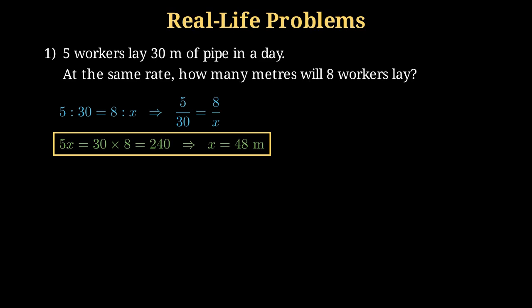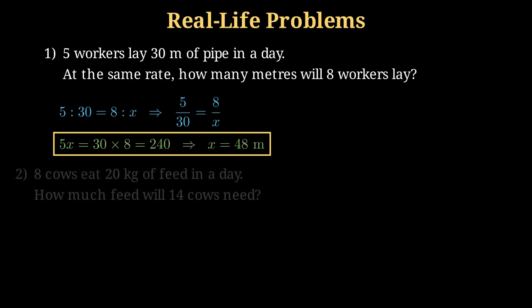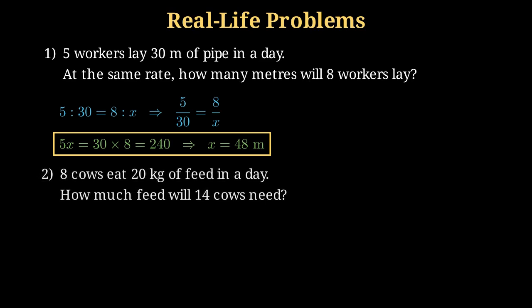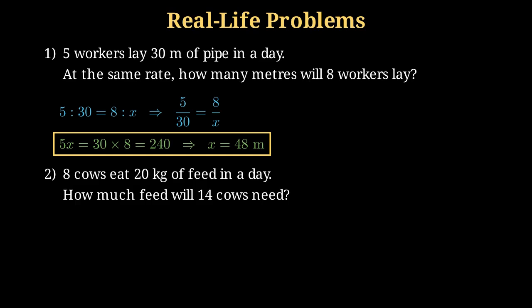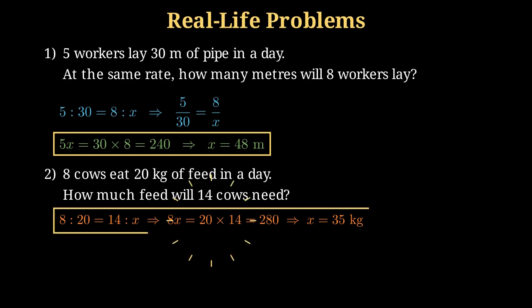It works. Problem 2, a dairy farm in Eldoret. 8 cows eat 20 kilograms of feed in a day. How much feed will 14 cows need? Again, more cows, more feed, same ratio. 8 is to 20 as 14 is to x. Cross multiply. 8x equals 20 times 14, 280. Divide by 8, 35 kilograms. Each cow eats 2.5 kilos, and 14 cows eat 35. Proportion confirmed. Let's close the loop on everything you set out to learn today.